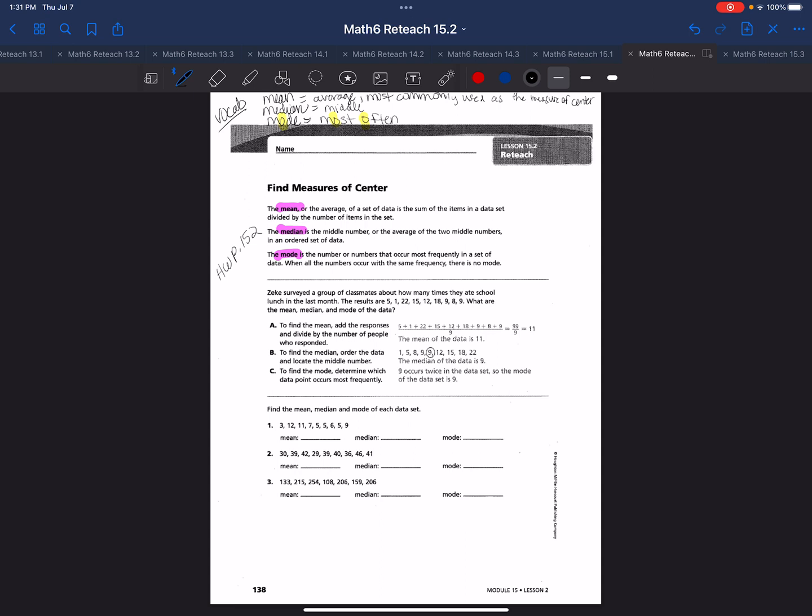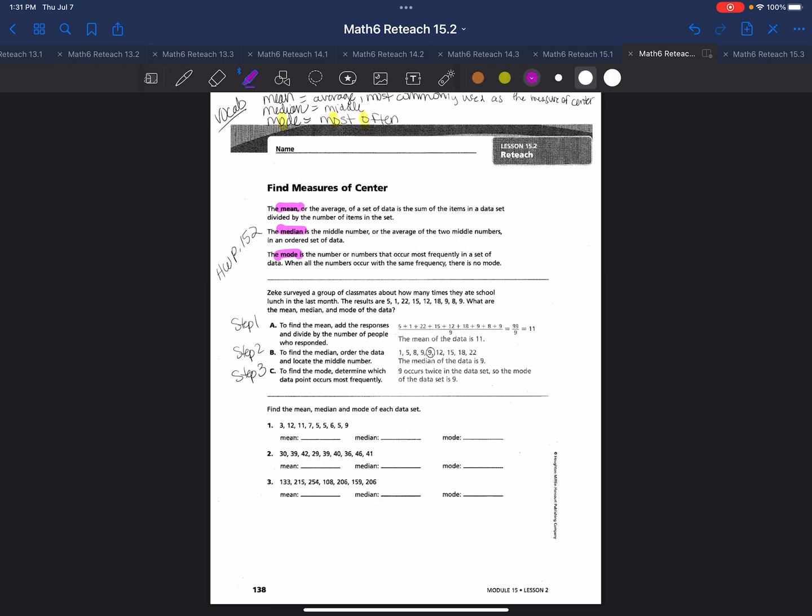Zeke surveyed a group of classmates about how many times they ate school lunch in the last month. The results are 5, 1, 22, 15, 12, 18, 9, 8, and 9. What are the mean, median, mode of this data set? So here are some examples that give you step-by-step on how to solve this. So let's go ahead and follow these.